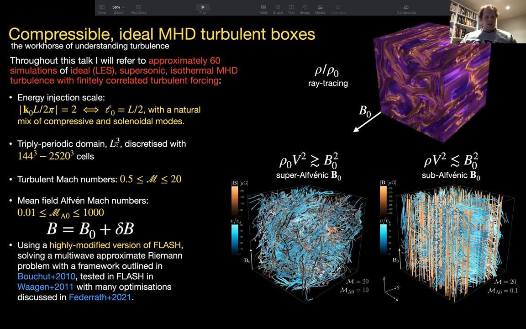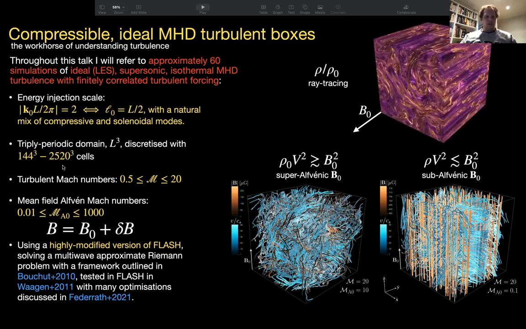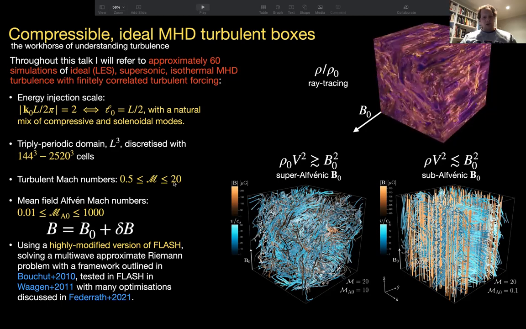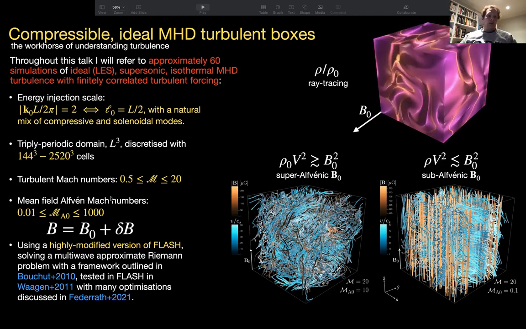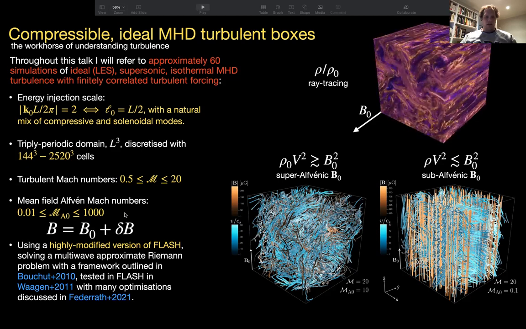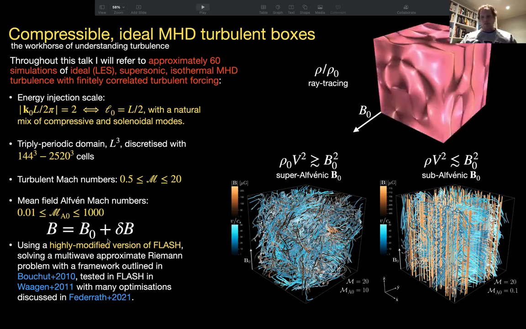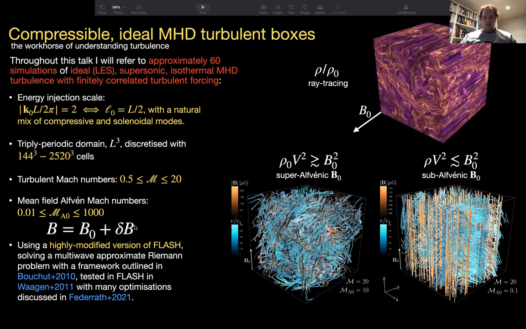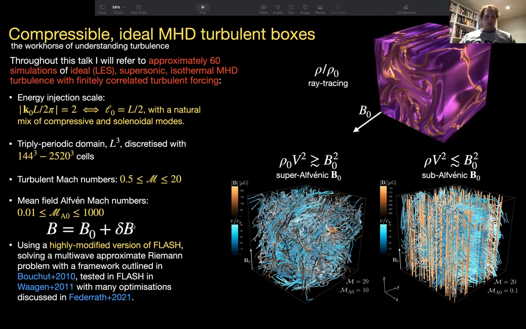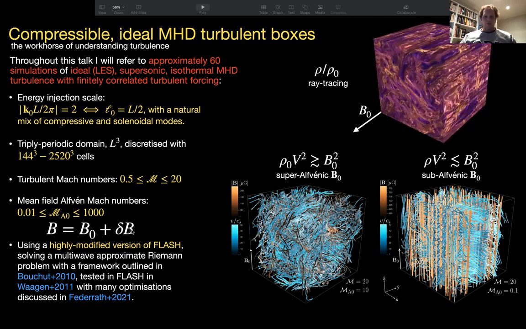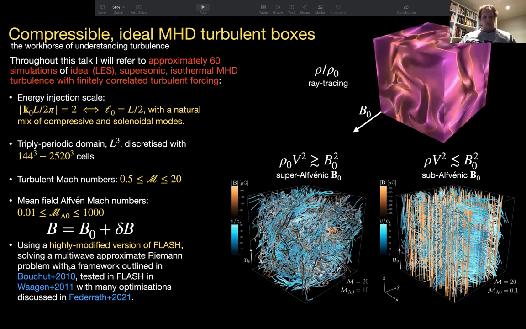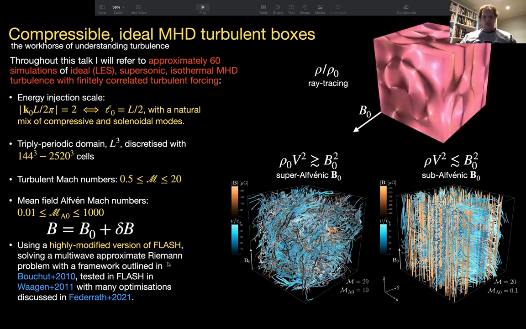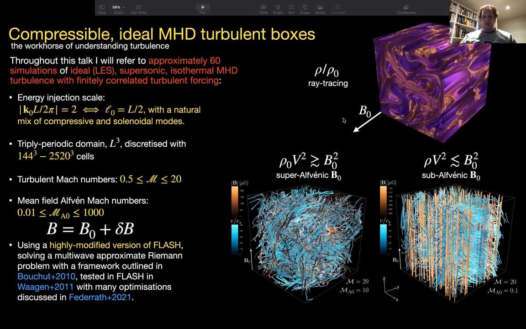It is a triply periodic domain here, discretized between 144 cubed and 2,500 cubed, probing turbulent Mach numbers between 0.5 and Mach 20, and mean field Alfvén Mach numbers between 0.01 and 1,000. So the magnetic fields here are composed of the regular coherent mean field component and the turbulent field component, for which I'm using delta B in this talk for notation. All of this is done with a highly modified version of Flash, and you can check out these studies down here if you want to have a look into some of the modifications that we make.